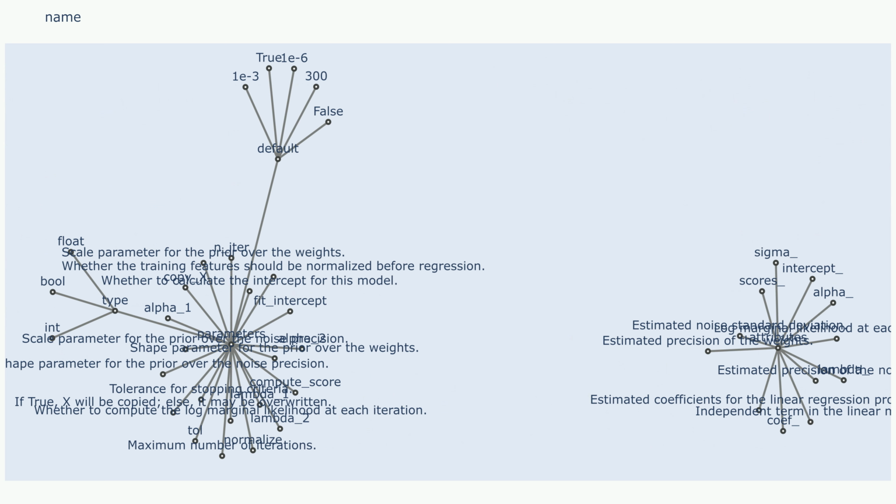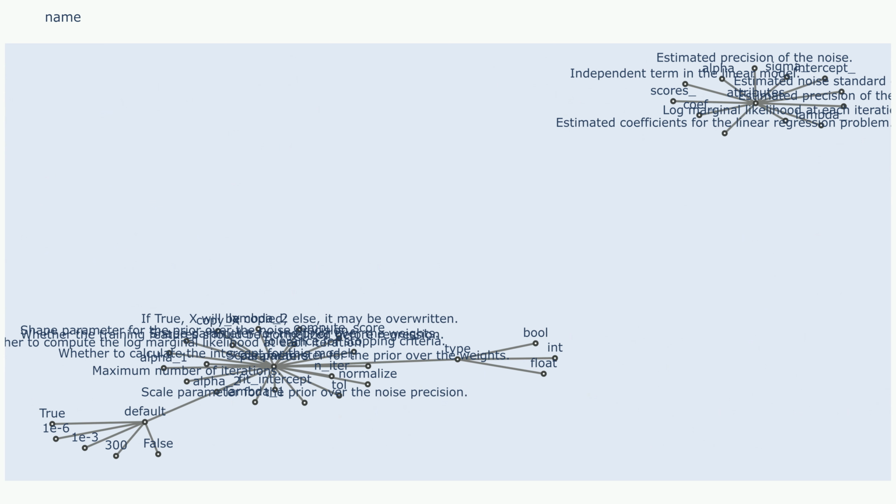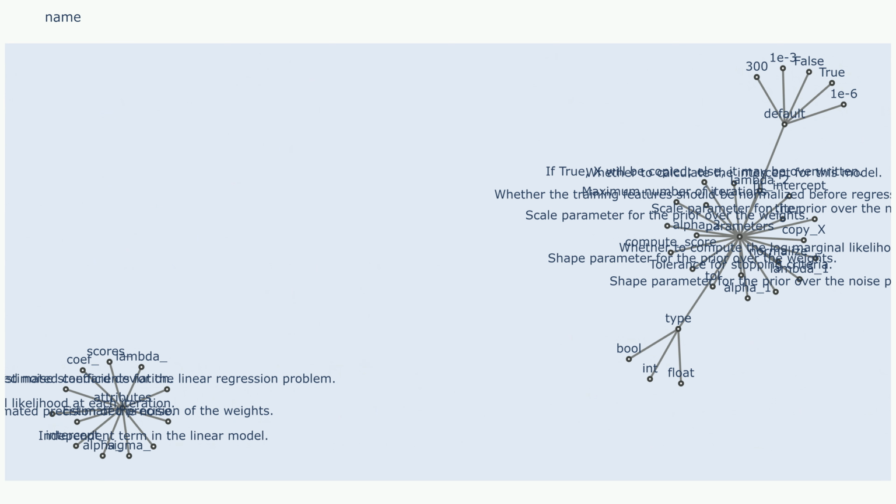n_iter, int. Default 300. This parameter sets the maximum number of iterations for the optimization algorithm. The optimization process iteratively updates the posterior distribution of the parameters until convergence. tol, float. Default 1e-3, defines the tolerance for the stopping criteria. The optimization process terminates when the change in the estimated parameters falls below this tolerance.